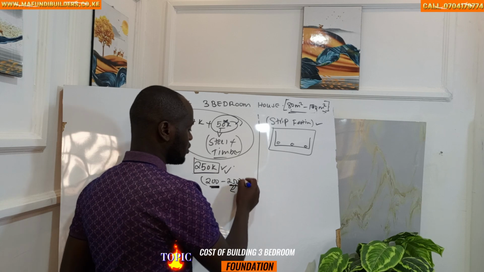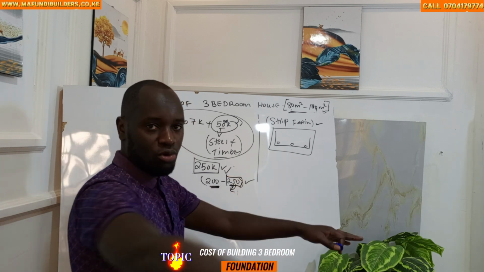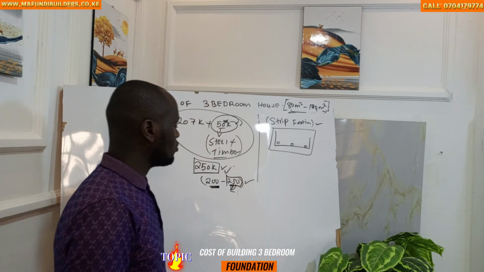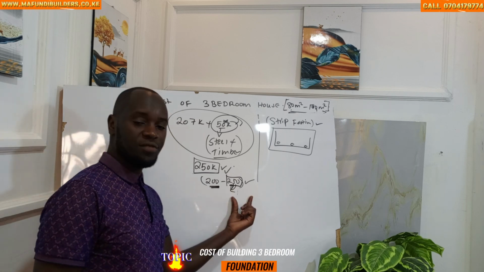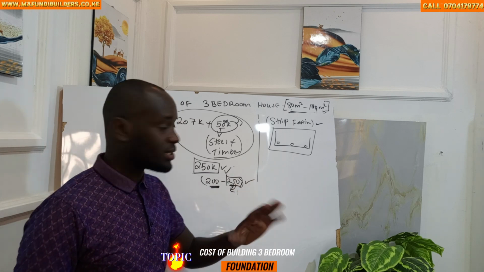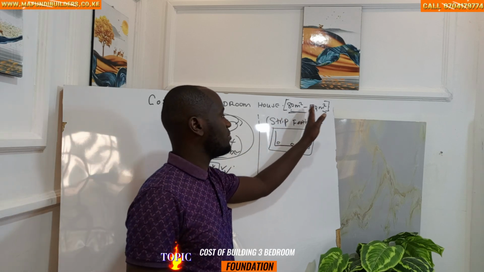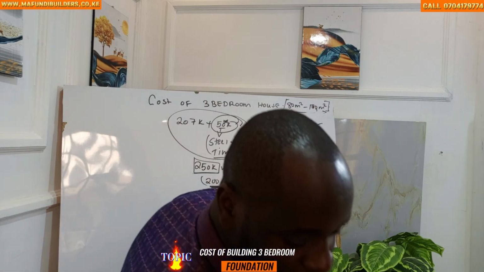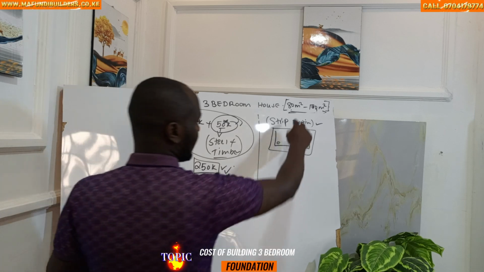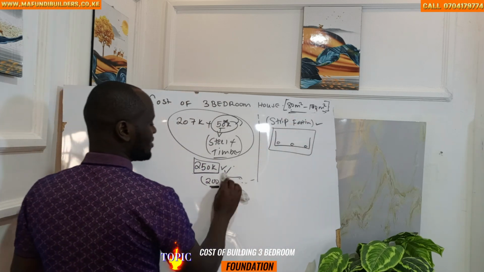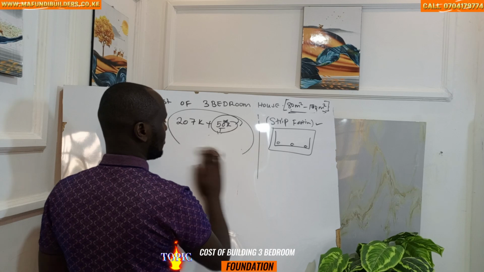But if unatumia foundation block na unaweka chuma huko kwa foundation, I would highly recommend that you have a budget of between 200 to 250. So it might be around 220 on all that. But that area we're talking about is between 80 meters square to around 100 meters square. So that will vary depending on the material.